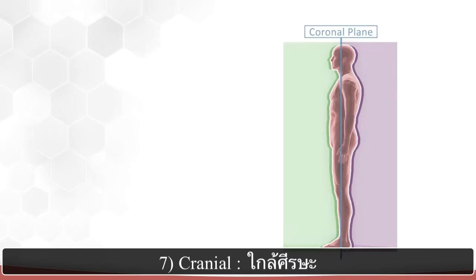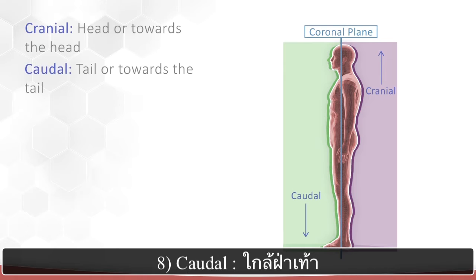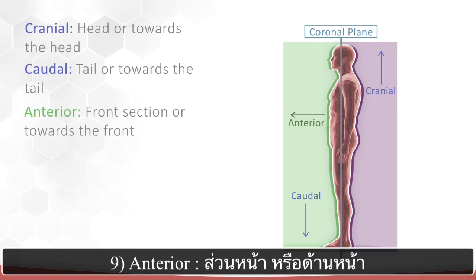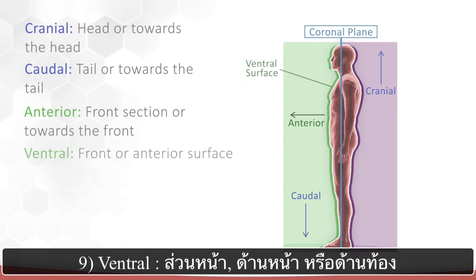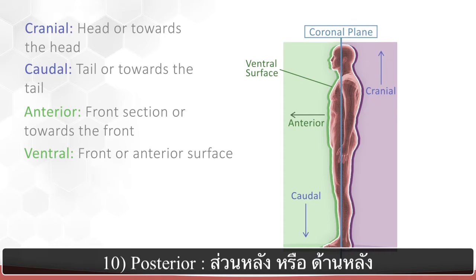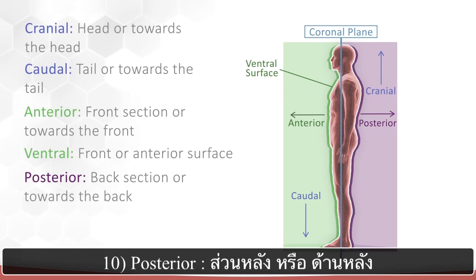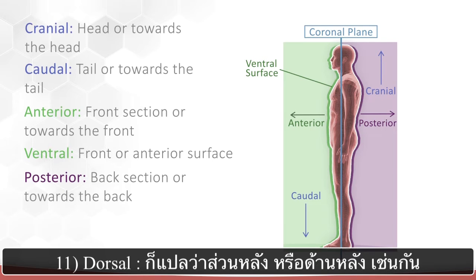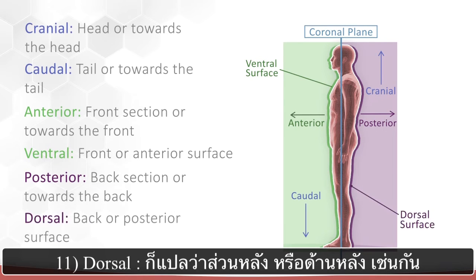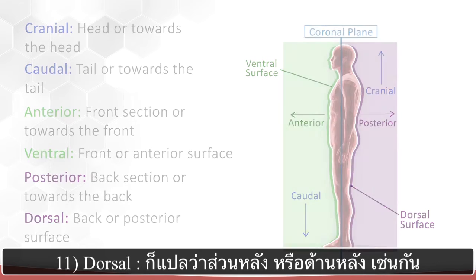You may hear the term cranial when referring to the head or towards the head, and caudal when referring to the tail or towards the tail. Anterior means the front section or towards the front. The term is synonymous with ventral, which also means the front or anterior surface. Posterior refers to the back section or towards the back. This term is also synonymous with dorsal and refers to the back or posterior surface.